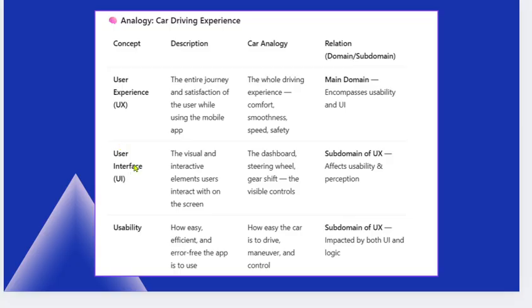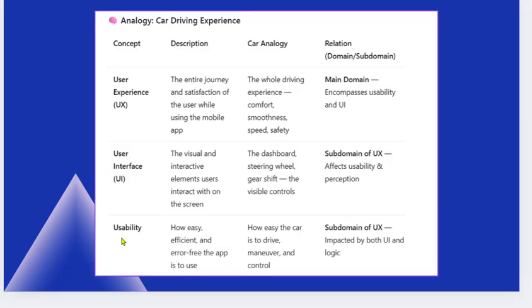Whereas the user interface is elements like, if you are talking about a car, the dashboard of the car, how the steering wheel feels, the gear, if it's a manual gear, how is the shifting, and all the visible control buttons that you have on your dashboard. If you're talking about a mobile app, it is the visual and interactive element that the user interacts with on your screen.